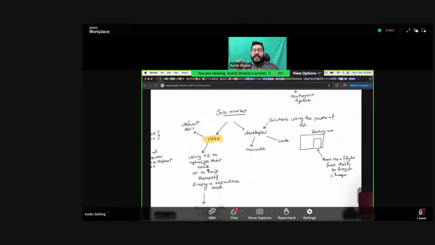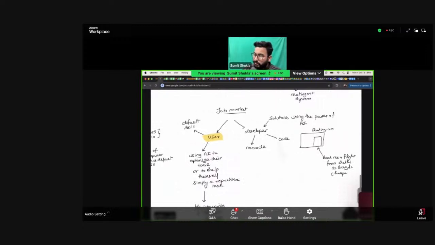Now, who is going to create this? Who is going to create such systems for booking.com? That is where these people come into the picture, the AI developers. Now, you can become an AI developer either by coding or by no coding.